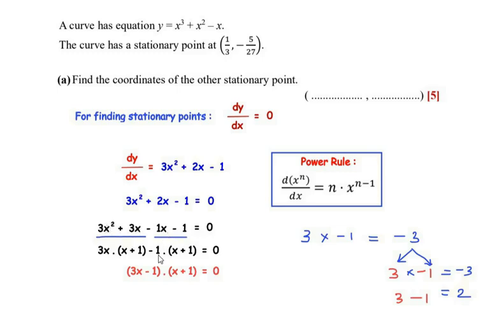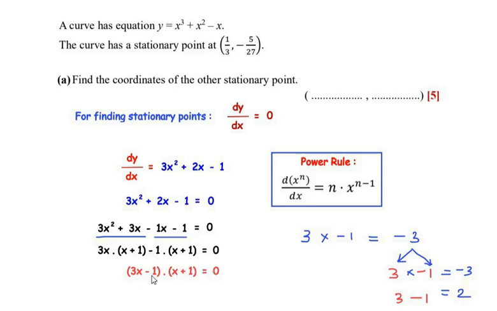Now from the second group, negative 1 is a common factor, so we have taken it out, and inside the bracket remains x plus 1 equal to 0. Now x plus 1 is a common factor, so we have taken it out, and the second factor becomes 3x minus 1 equal to 0.